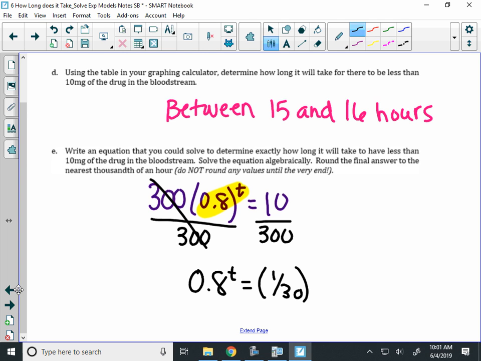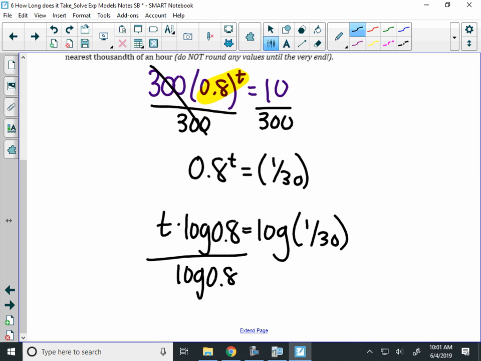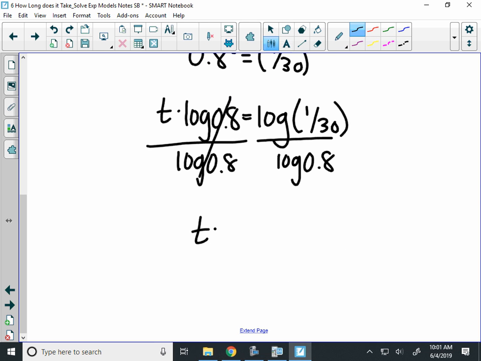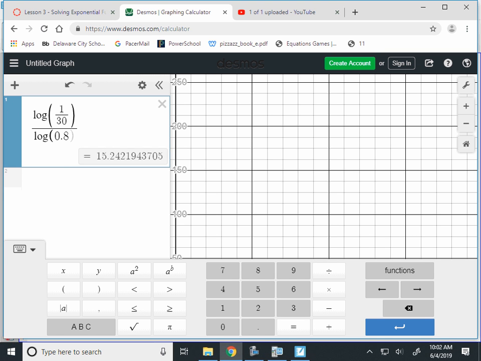And then I'm going to take the log of both sides. When I do that, I bring the t out in front. And then divide by log of 0.8. And I will have t equals, I'm going to type in log of 1 over 30 divided by log of 0.8. I got 15.242, which is what we found before with our intersection.